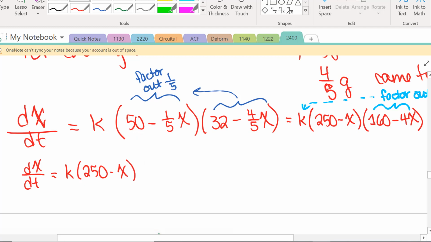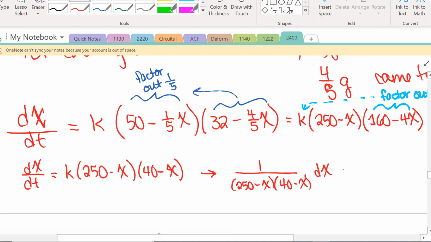And so if I factor out a 4, I'll be left with 40 minus X. And then what I'm going to do is multiply both sides by dt and divide both sides by those sets of 2 parentheses. So I'll have 1 over 250 minus X times 40 minus X dx equals K dt.